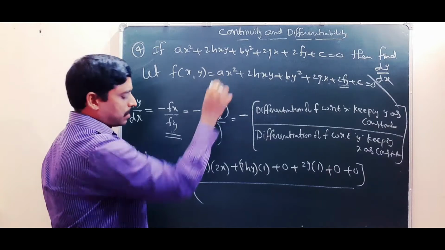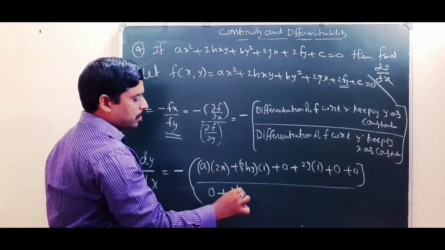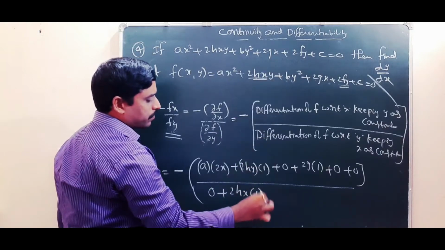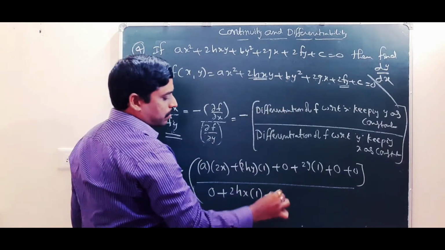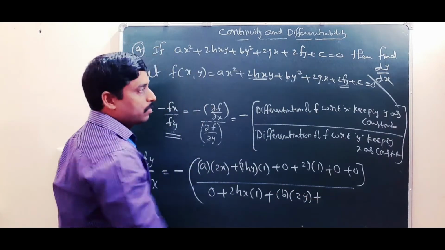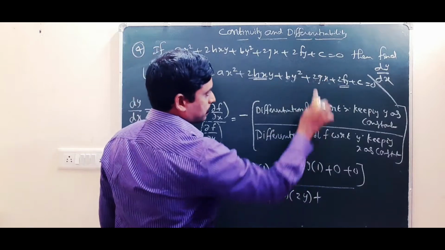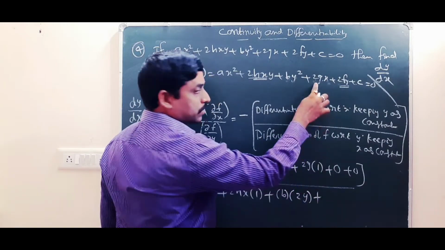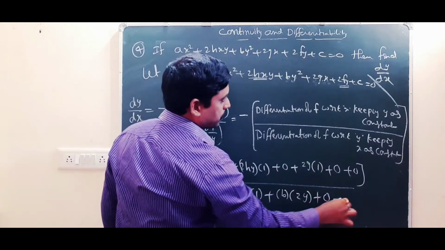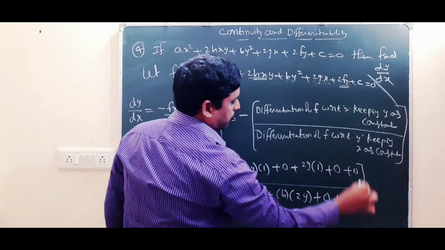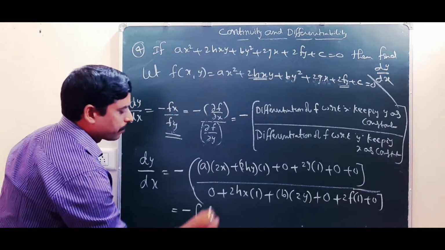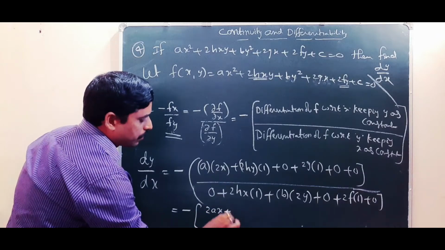So a is constant, x is constant, derivative 0. 2hx is constant; differentiation of y is 1. by², b is constant; differentiation of y² is 2y. 2gx: 2g is constant, and in this ∂f/∂y, x is constant, derivative 0. 2f into differentiation of y is 1. c is constant, derivative 0. This is going to be minus of 2ax + 2hy.